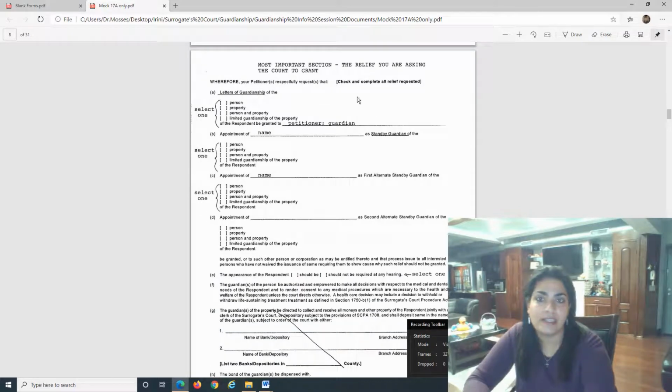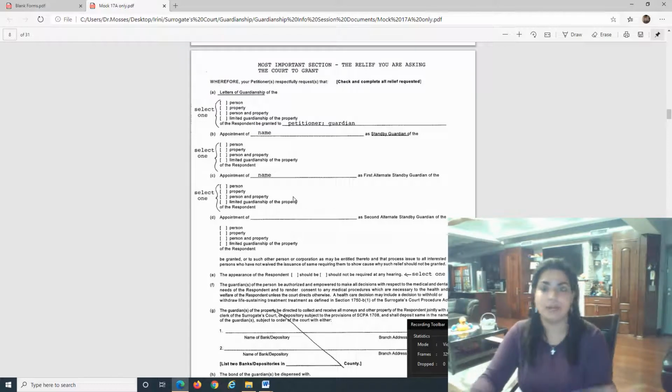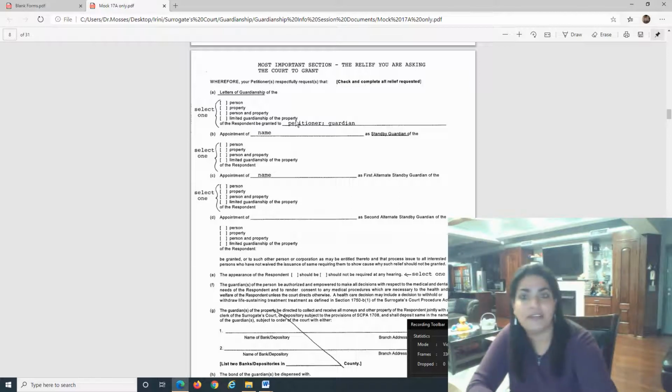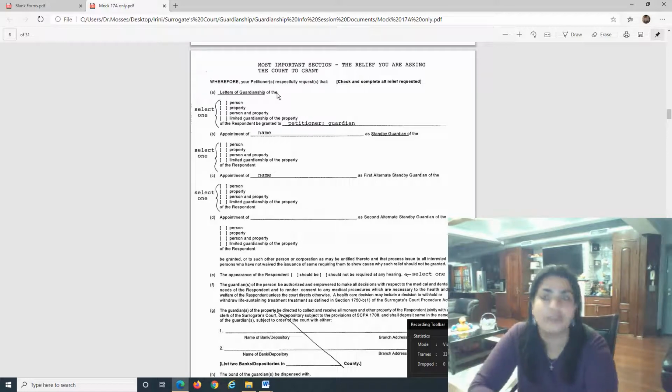Okay, this is the most important sheet because now this is your relief. This is what you're asking the court to look into and grant. This is your bottom line. This is everything it accumulated to. Here is your wherefore clause. You are asking the court to grant this relief. Who do you want letters of guardianship to go to? Guardianship of the person belonging to the petitioner, guardian, whoever the person or persons are.